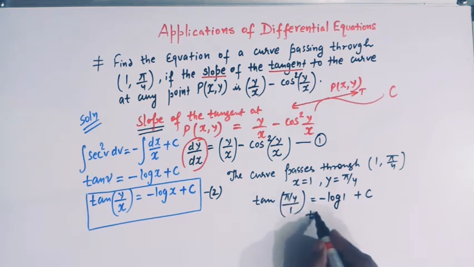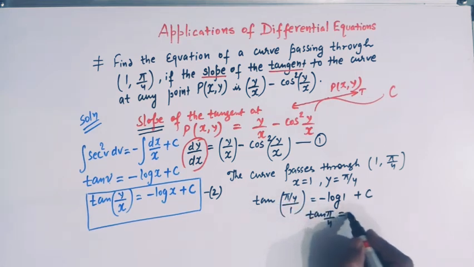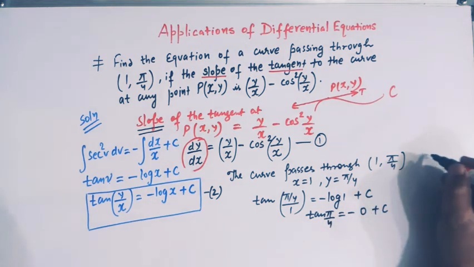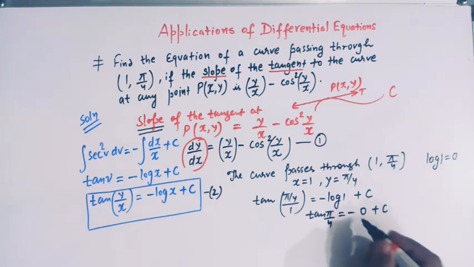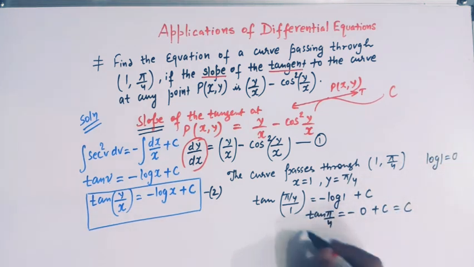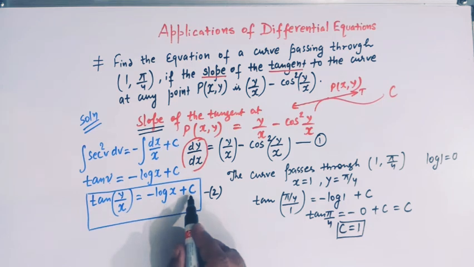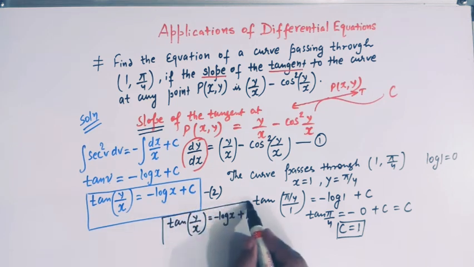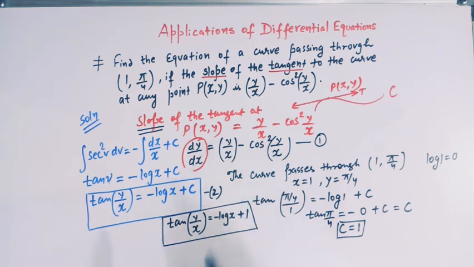So this is tan pi by 4 is equal to minus 0 plus c, because the value of log 1 is 0, right? So this is c, and tan pi by 4 is 1, so c is equal to 1. So substituting the value of c here, we have tan y over x is equal to minus log x plus 1, right? So this is the particular solution of this differential equation.